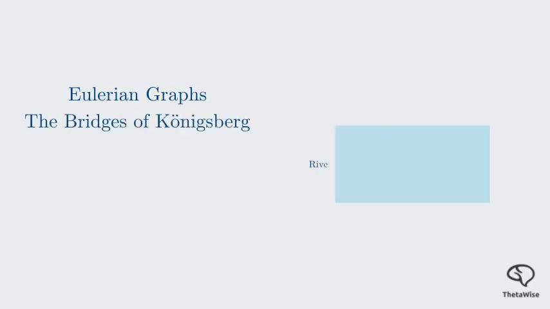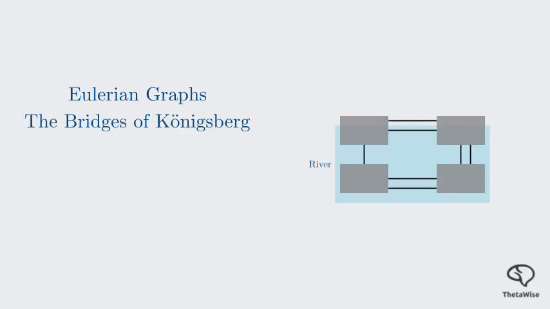Let's move on to our final topic in graph theory, Eulerian graphs. We'll start with a classic historical problem that set the stage for this entire field. The bridges of Königsberg. The town of Königsberg was split by a river, with 7 bridges connecting 2 islands and the 2 riverbanks. The question was, could a person start at one landmass, walk across every single bridge exactly once, and return to their starting point? In 1736, the great mathematician Leonhard Euler proved this was impossible, giving birth to graph theory.